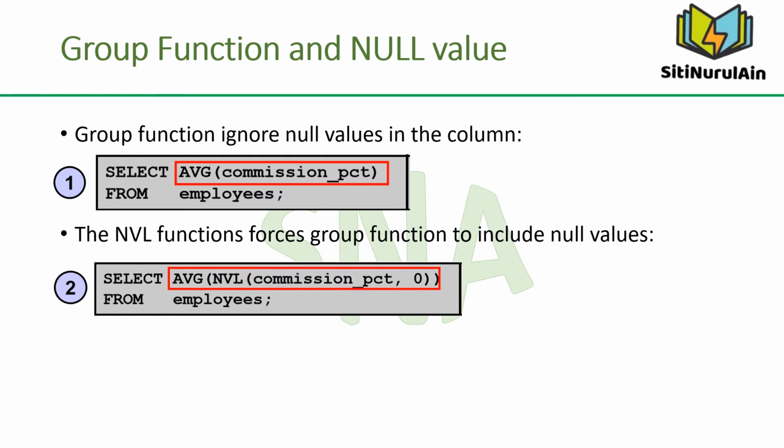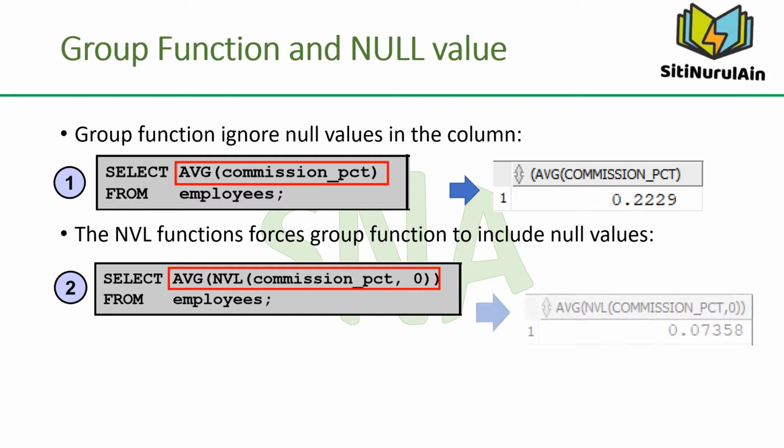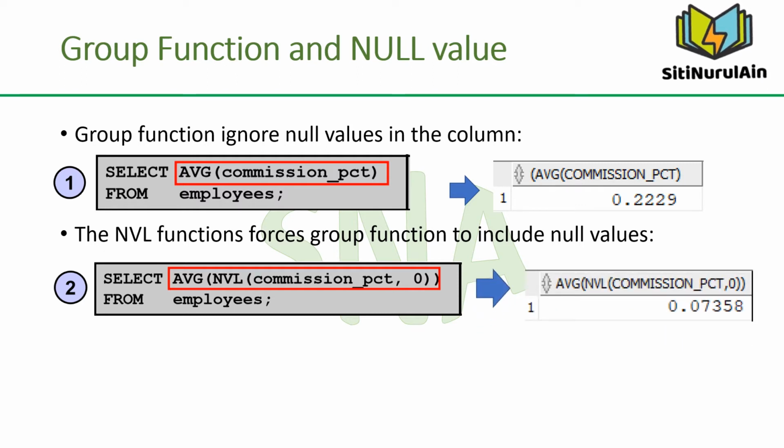All group functions ignore null values in the column. However, the NVL function forces group functions to include null values. The first example in the slide shows the average of total commission that is paid to all employees divided by the number of employees receiving a commission. The second example shows a query where the average is calculated based on all rows of the table. Regardless of whether null values are stored in the commission_PCT column, the average is calculated as the total commission that is paid to all employees divided by the total number of employees in the company.